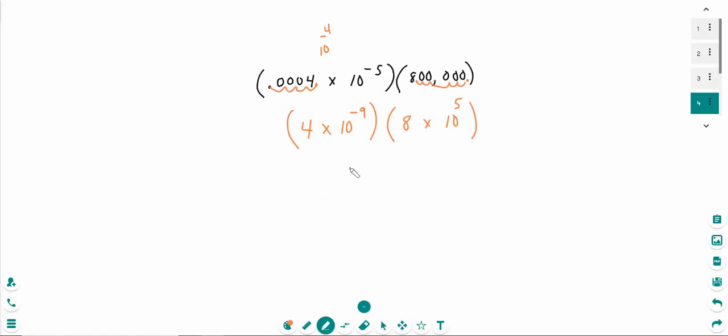All right, so now we do some grouping here. We're going to put the 4 times the 8, and then put all of our 10s at the end. 10 to the negative 9 times 10 to the 5th. All right, so 4 times 8 is 32. And then we're going to use this multiplication sign for the scientific notation part. 10 to the negative 9 times 10 to the 5th is going to be 10 to the negative 4th. And there we go. There it is. It's as simple as that.